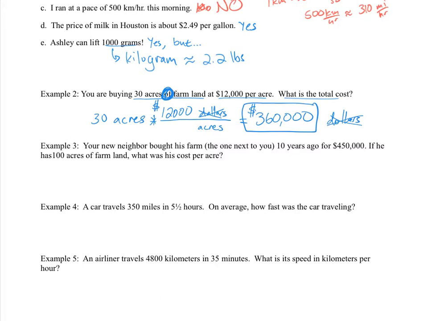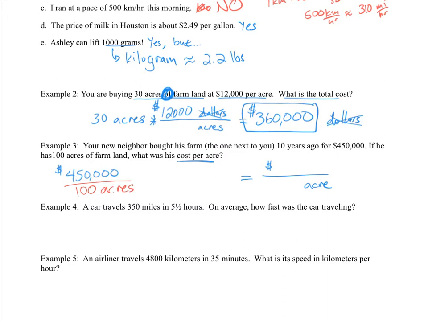Example 3. Your new neighbor bought his farm, the one next to you, 10 years ago for $450,000. If he has 100 acres of land, what was his cost per acre? Okay, so here I know we had $450,000, and you can see that my unit in the top, at least, will be dollars. I don't know what operation I'm going to be using, but over here I want dollars per acre. Since I start out with this much money, and I'm trying to get to cost per acre, I need to have an acre in the bottom, which means I should probably divide this by 100 acres.